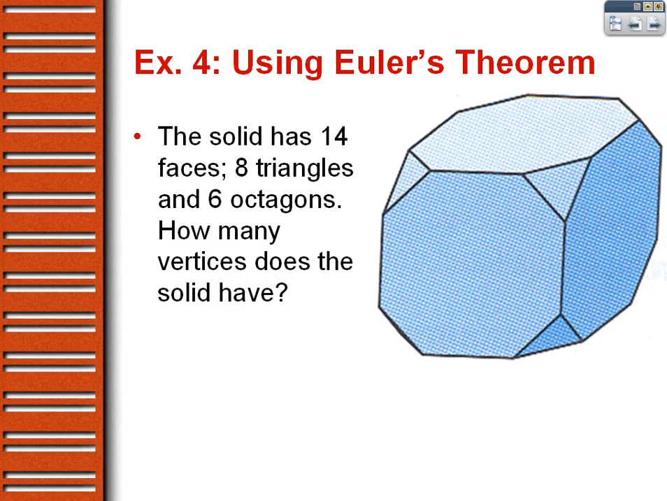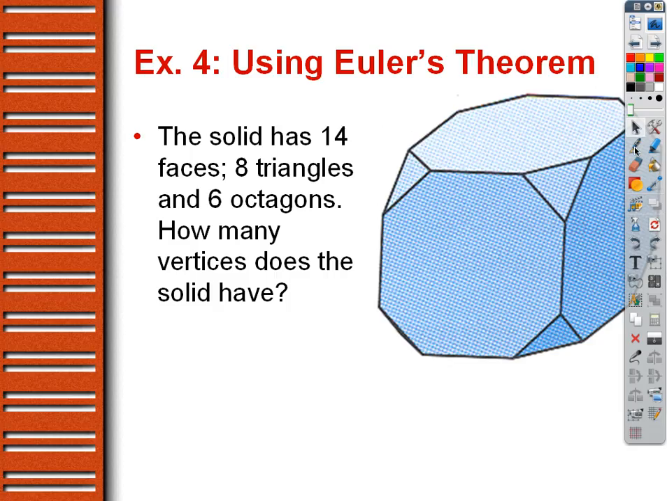That's the total number of edges counting the shared ones. So that's going to give me 24 plus 48, which is 72. Did I do that right? Yeah, 72. So if there are 72 shared edges, how many are there total? Divided by 2, 36, right? So we know that we've got 14 faces and 36 edges.